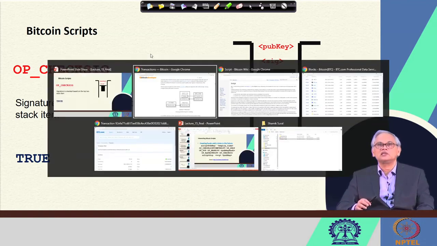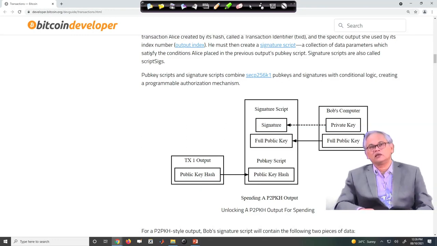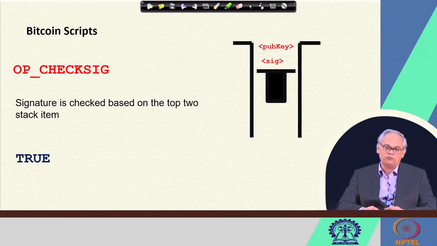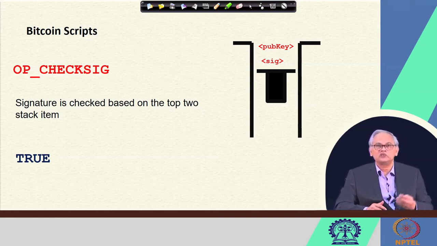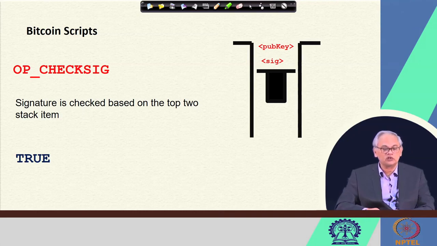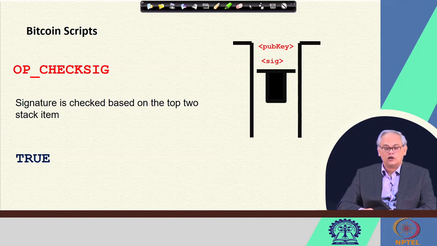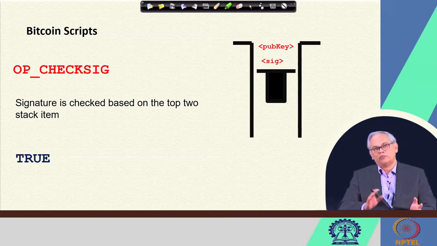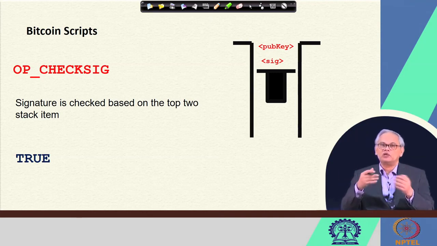So, all those details, as I said, you can see from this site. Okay. So, you will get all the details about what exactly is encrypted by the private key of Bob. And then once it is done, with this OP_CHECKSIG, the signature is checked based on the two top items of the stack, and if these two match, that means it returns true, then what is guaranteed is that all the steps that Alice made payment to Bob's public key hash, and then Bob could confirm that that hash matches with the hash of his public key, and then that public key can be used to decrypt something which has been encrypted with Bob's private key.